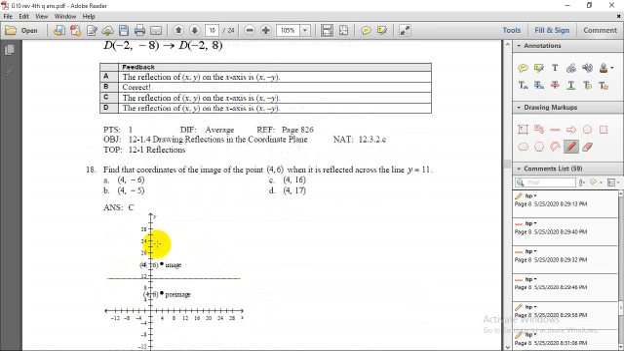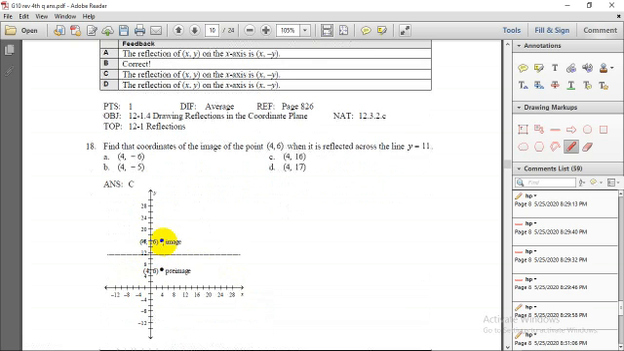This type of questions is new, so please understand with me and try to concentrate on this type, okay? Find the coordinate of the image of a point. So 4 and 6 is the pre-image, and he wants the image of it.